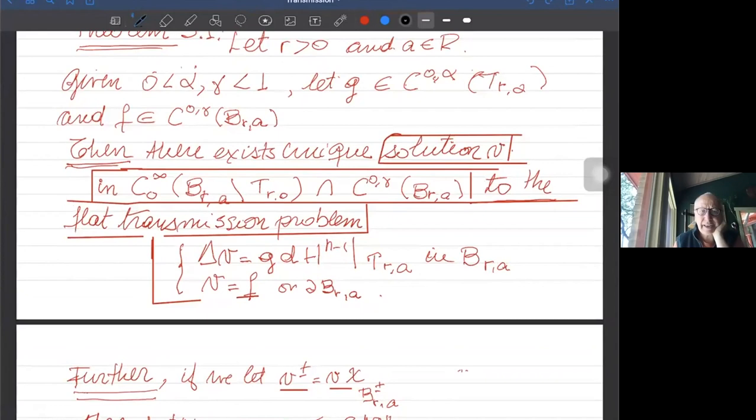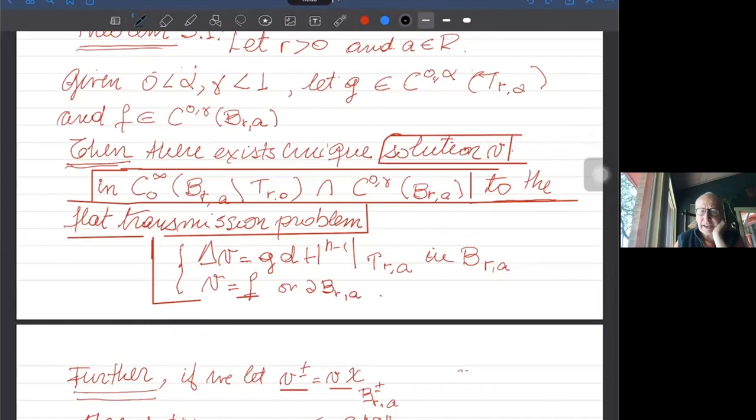Then there exists a unique solution v, a smooth function that will approximate u in C^infinity, because it is very smooth, of the ball B_R minus the curve, and C^{0,gamma} of the ball B_R, to the flat transmission problem. So we have here a solution of a flat transmission problem. We have the Laplacian of v equal to g, with the normal derivative jump as we wanted. The trace on the boundary with alpha.